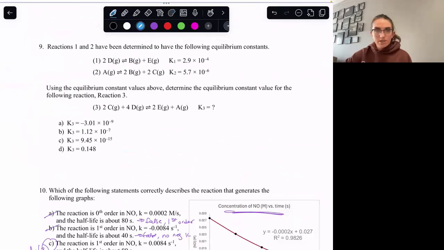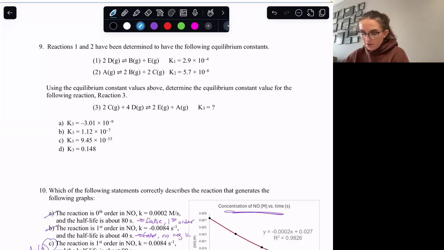Okay, so for question 9, we have reactions 1 and 2 that have been determined to have the following equilibrium constants. They're given, and we want to use the equilibrium constant values above to determine the equilibrium constant value for the following reaction, reaction 3. So I want you to think of reaction 3 as your overall reaction that you're trying to get to. So we need to manipulate equations 1 and 2 in order to get to 3.